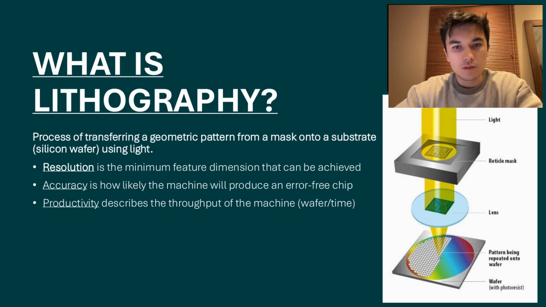The three most important characteristics of a lithography machine are resolution, which is the minimum feature size you can achieve with this machine. Accuracy is also very important. It is the chance how likely it is that a machine produces an error-free chip. And productivity describes the throughput of the machine, so basically how many wafers can be manufactured and processed per time.